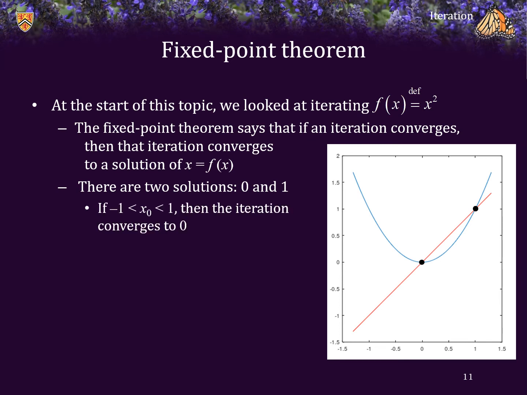Now note that if the initial x value, x0, lies somewhere on the open interval from -1 to 1, then if you try it out, you'll see that the iteration actually converges to 0. So yes, it does converge to a solution to x equals, in this case, x squared. If x0 is equal to 1 or it is equal to -1, then the iteration converges trivially to 1.